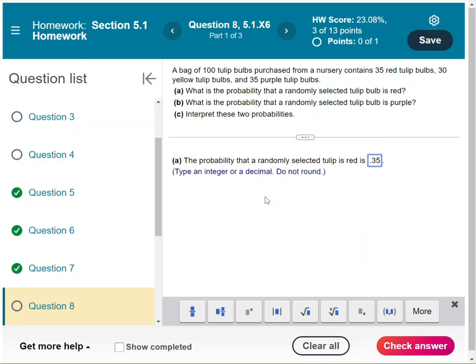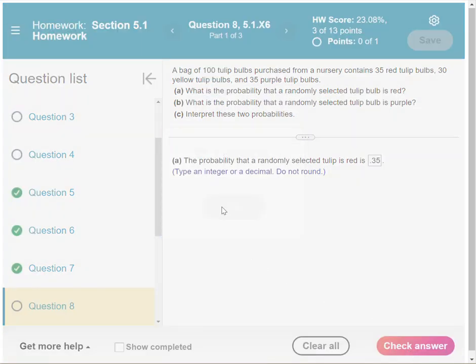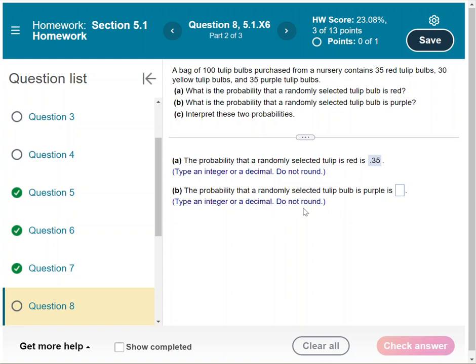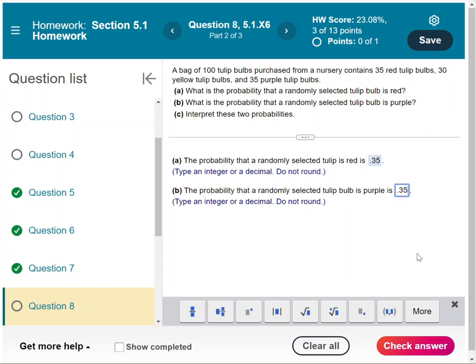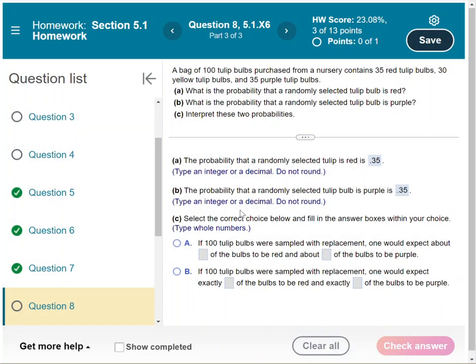Notice it is saying type a decimal. The probability that a randomly selected tulip bulb is purple, well, let's see, purple, there were 35. So it's again going to be 35 hundredths, or 35 out of 100. Select the correct choice below and fill in the answer boxes within your choice. If 100 tulip bulbs were sampled with replacement, one would expect about blank of the bulbs to be red and about blank of the bulbs to be purple.